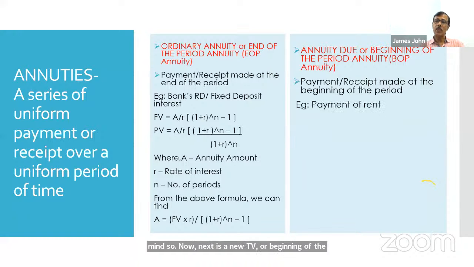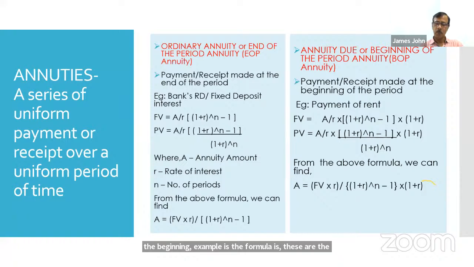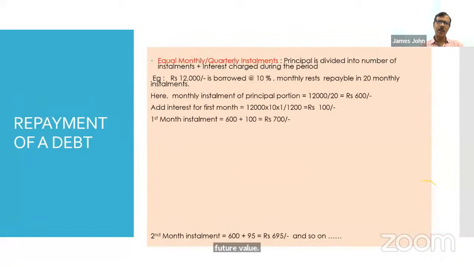Here, the payment or receipt is made at the beginning. Example is rent. These are the two formulas. Already we have discussed present value and future value. And from that also you can calculate. These are all, I'll just skip.